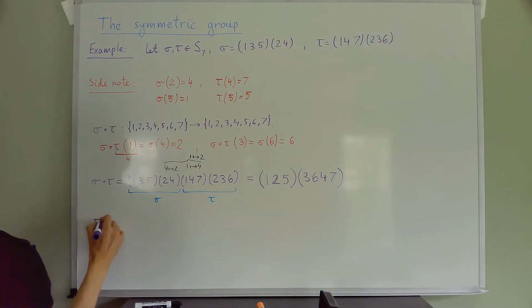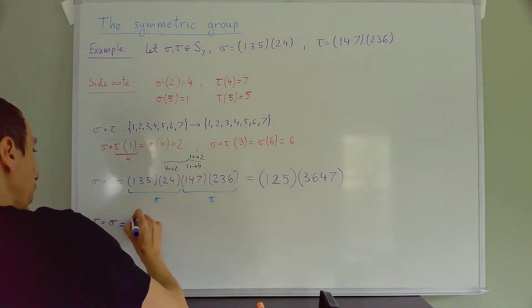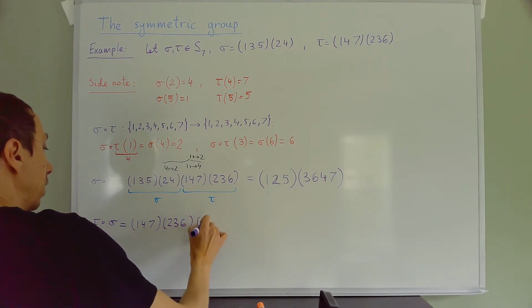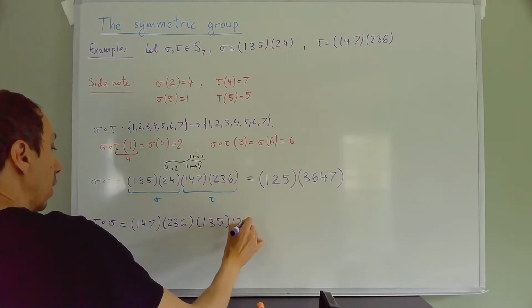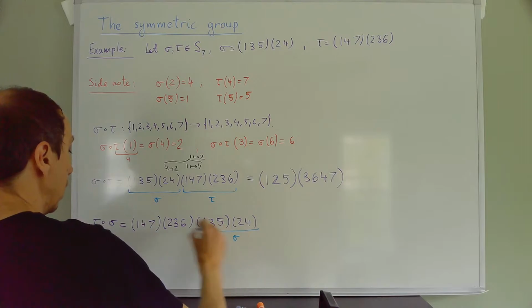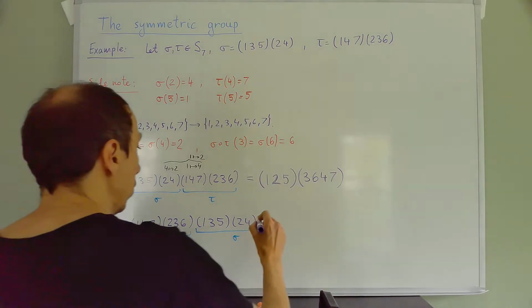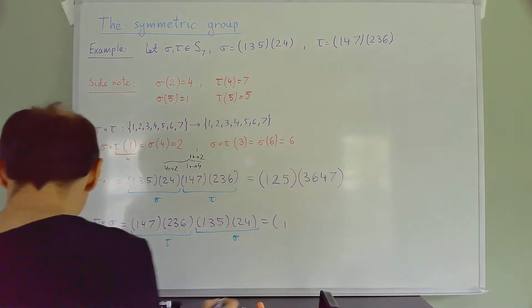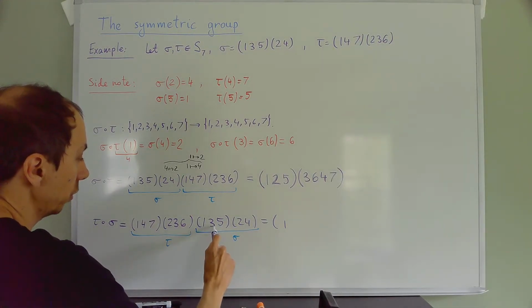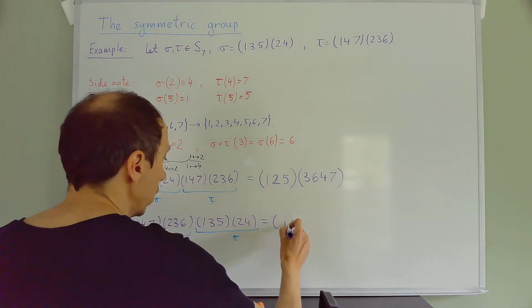So if I do tau composed with sigma, what do I get then? That means I'm writing it the other way around. So first goes tau, and then goes sigma. This is sigma, and this is tau. All right, and again, I'm going from right to left, starting with 1. Where does 1 go? No 1 here, going from right to left. 1 goes to 3, looking for 3. 3 goes to 6, no more 6s. So 1 goes to 6.